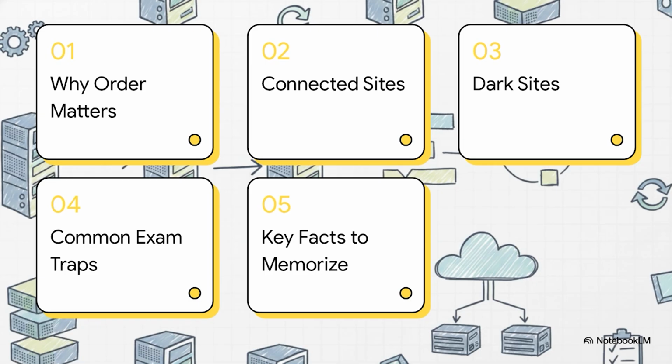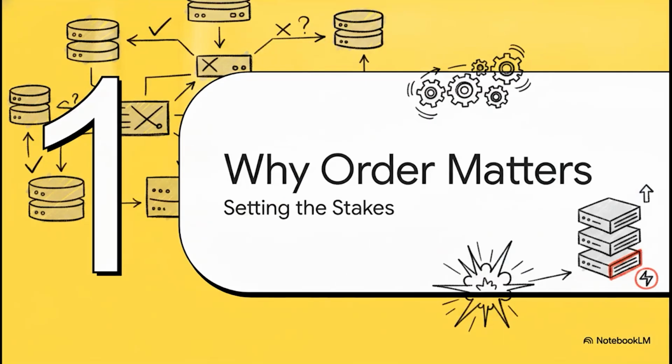First, we'll cover why upgrade order matters, then connected sites auto-sequencing, followed by dark sites manual sequencing. After that, we'll hit some common exam traps, and finally, the key facts you absolutely need to memorize. Section 1. Why upgrade order matters, and setting the stakes for your infrastructure.